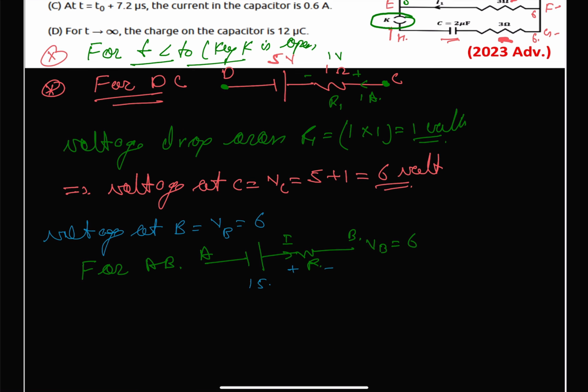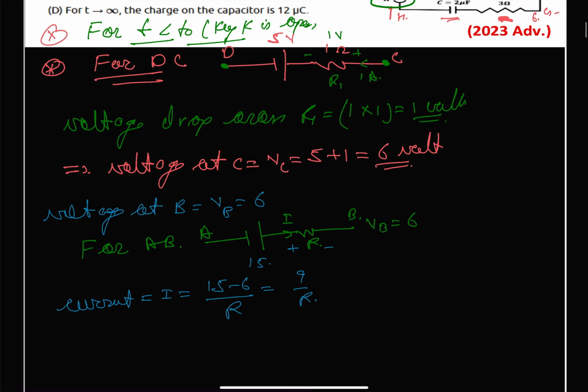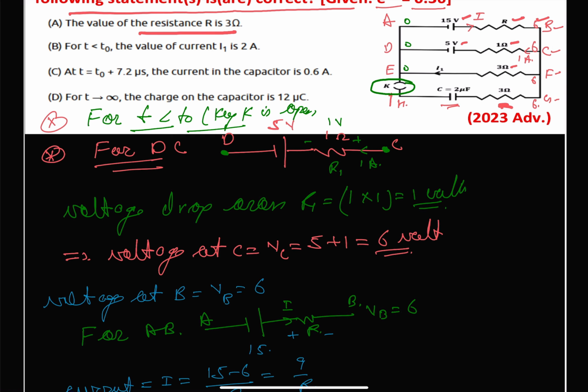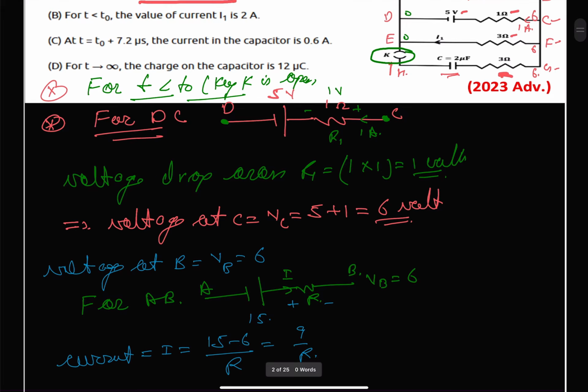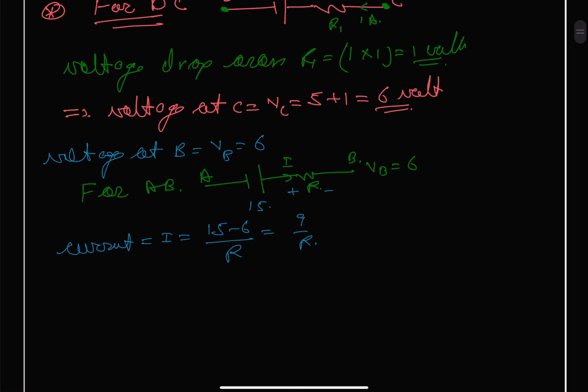Therefore we can write that current I will be equal to 15 minus 6 divided by R, which gives us 9 upon R. And similarly we can use our branch EF, because the voltage at F, which is our VF, is equal to 6 volt.